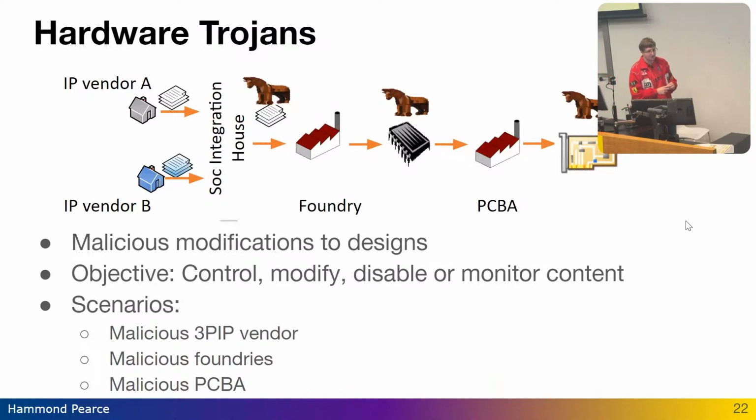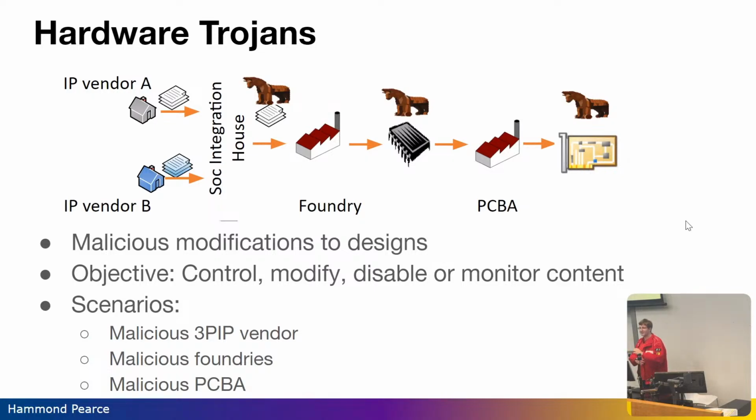The first risk I want to talk about is the real obvious one, right? We've got tons of different people moving our hardware stuff around the world, and the most obvious risk is that one of these people modifies it in some way. So just as we have software trojans, which are like a small backdoor that you hide in some software code to do something, there is an exact analog in the hardware domain called a hardware trojan, very imaginatively named. These are fundamentally malicious modifications to designs which allow the attacker to usually control, modify, disable, or monitor the content of whatever is going on inside that circuit.